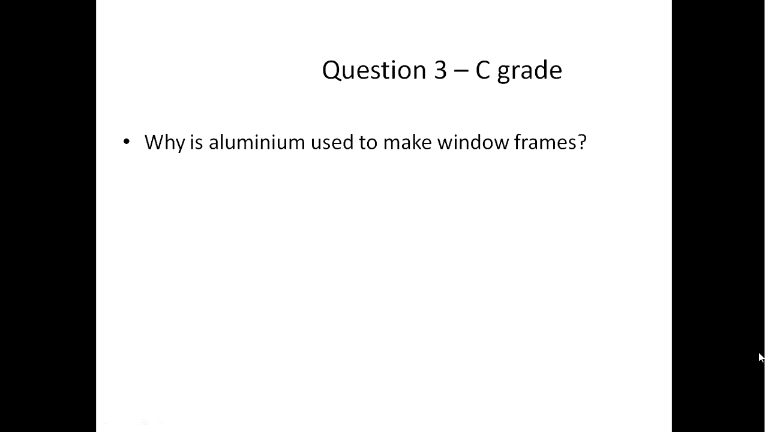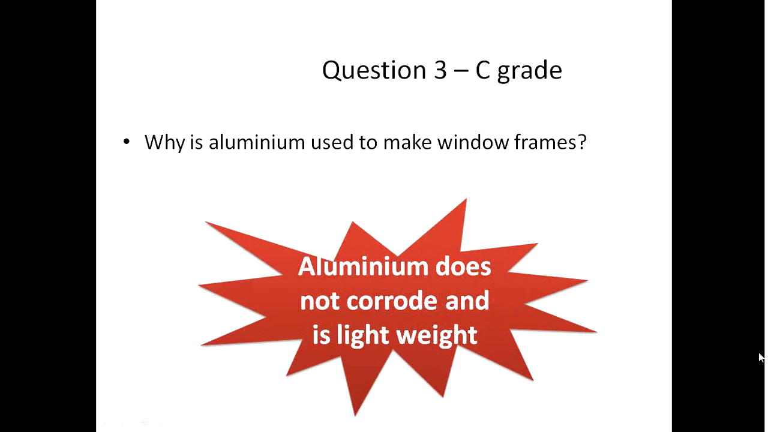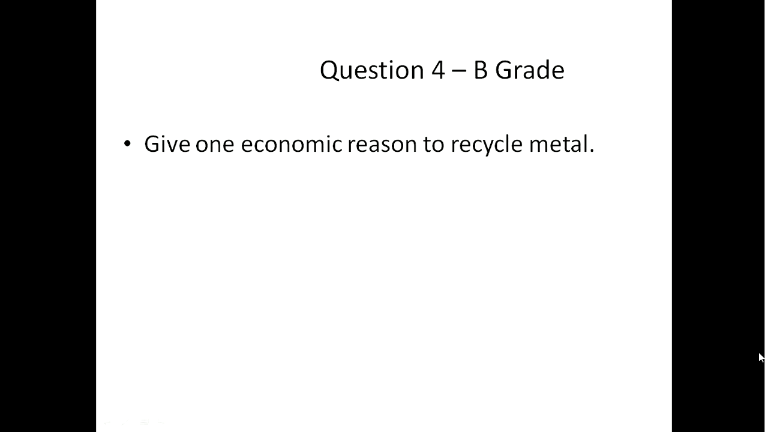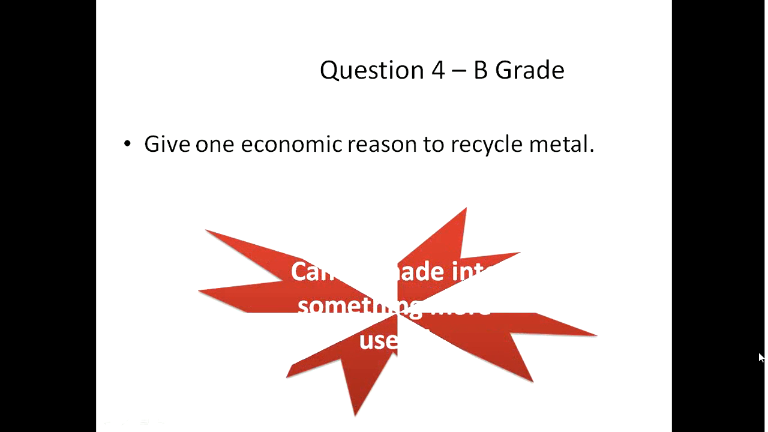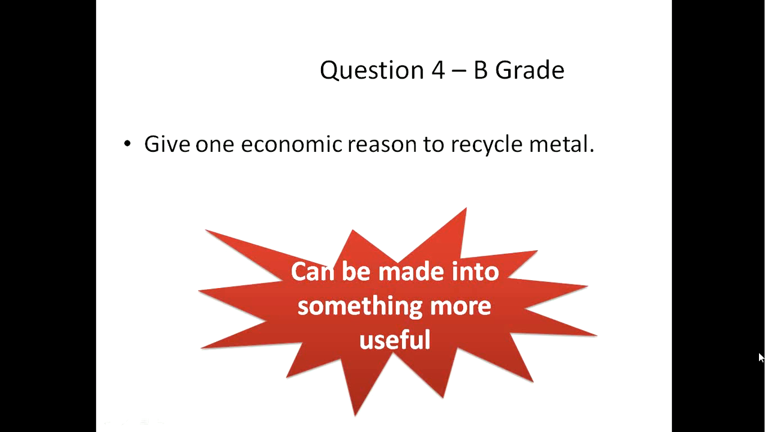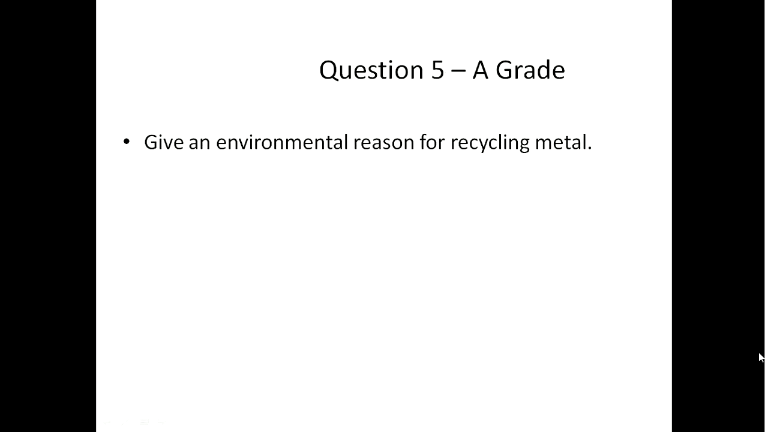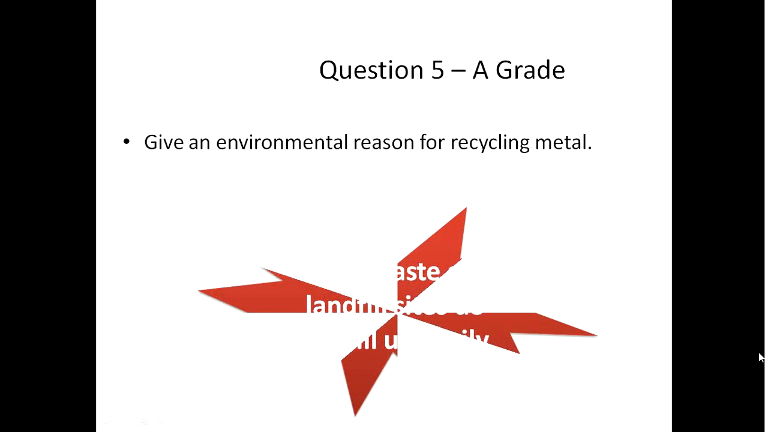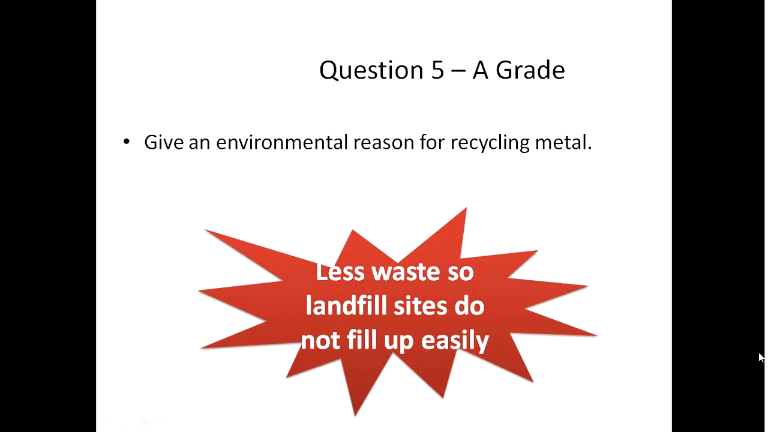Question 3. Why is aluminium used to make window frames? And the answer is aluminium does not corrode and is lightweight. Question 4. Give one economic reason to recycle metal. And the answer is it can be made into something more useful. Question 5. Give an environmental reason for recycling metal. And the answer is less waste, so landfill sites do not fill up easily.